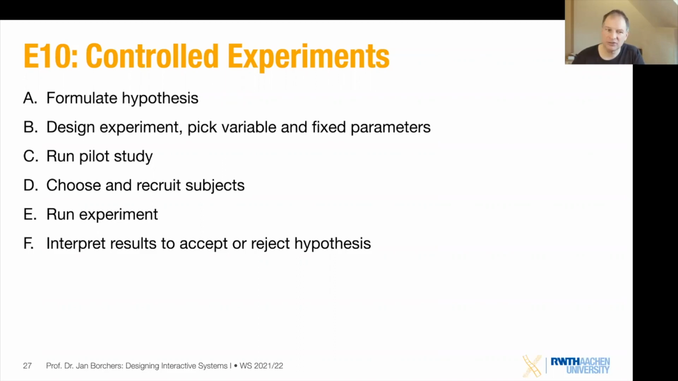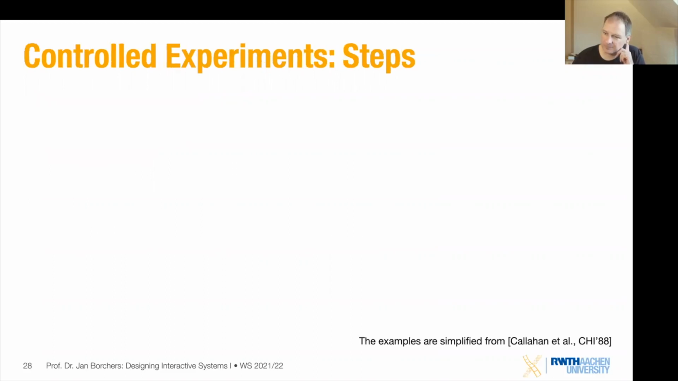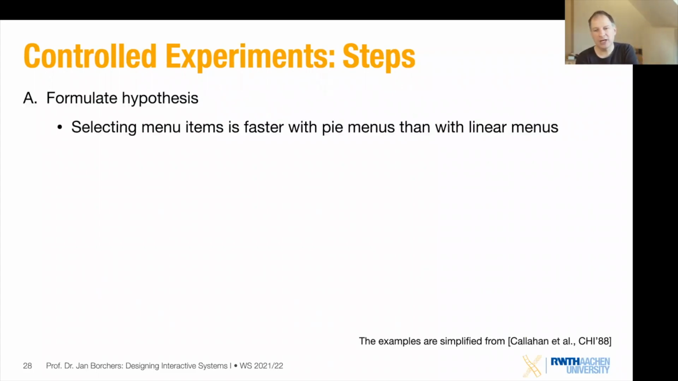So let's look at each of these steps in turn. First step, formulating a hypothesis. Here's an example of a hypothesis. Selecting menu items in an on-screen menu is faster if the menu is pie-shaped than when it is linear, right? That's a valid hypothesis. I'm not saying it's true. I'm just saying that's a hypothesis that I could set out to test with a controlled experiment. So a hypothesis is a statement about something that might be true.